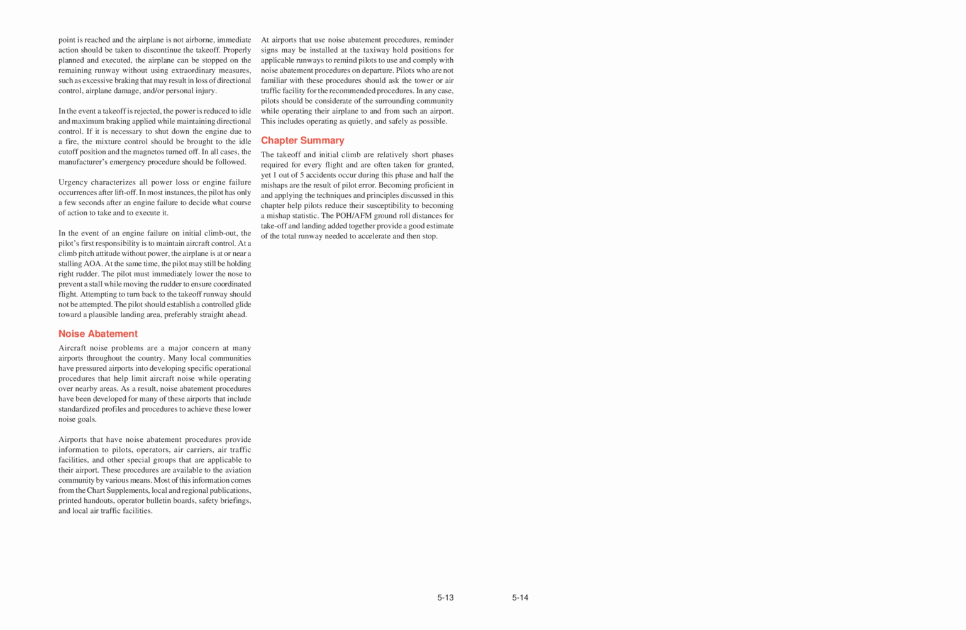In the event of an engine failure on initial climb out, the pilot's first responsibility is to maintain aircraft control. At a climb pitch attitude without power, the airplane is at or near a stalling angle of attack. At the same time, the pilot may still be holding right rudder. The pilot must immediately lower the nose to prevent a stall while moving the rudder to ensure coordinated flight. Attempting to turn back to the takeoff runway should not be attempted. The pilot should establish a controlled glide toward a plausible landing area, preferably straight ahead.